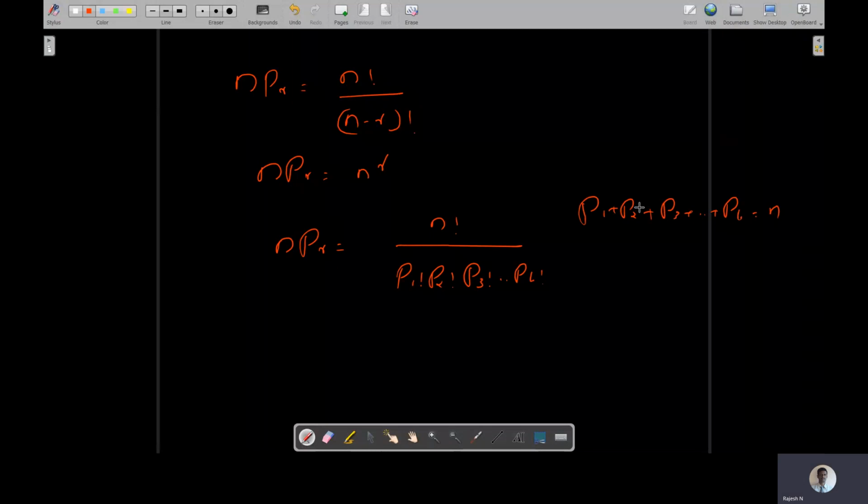When repetition of digits is not allowed and all the items are distinct, then nPr is equal to n factorial by n minus r factorial. If the repetition of digits is allowed, then nPr is equal to n raised to r. If some things are alike or same, then nPr is equal to n factorial by p1 factorial into p2 factorial into p3 factorial etc. Okay. Now we'll solve one or two problems about that.